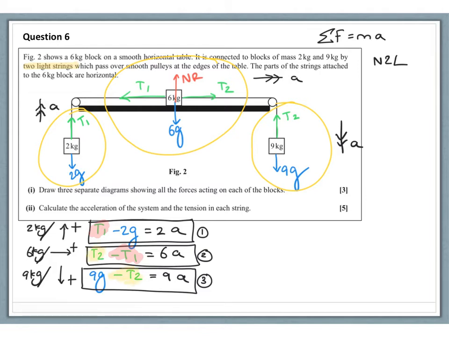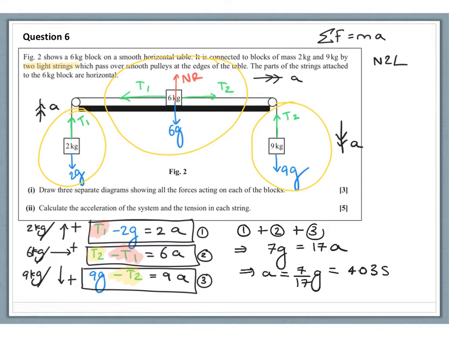Equations 2 and 3 will cancel out the T2s, so what we're going to do is add equation 1, equation 2, and equation 3. So this leaves us with 9g take away 2g, which is 7g, and on the right hand side we have 17a. So a is equal to 7/17 of g, which simplifies to an answer of 4.0352... or 4.04 meters per second squared to 3 significant figures.